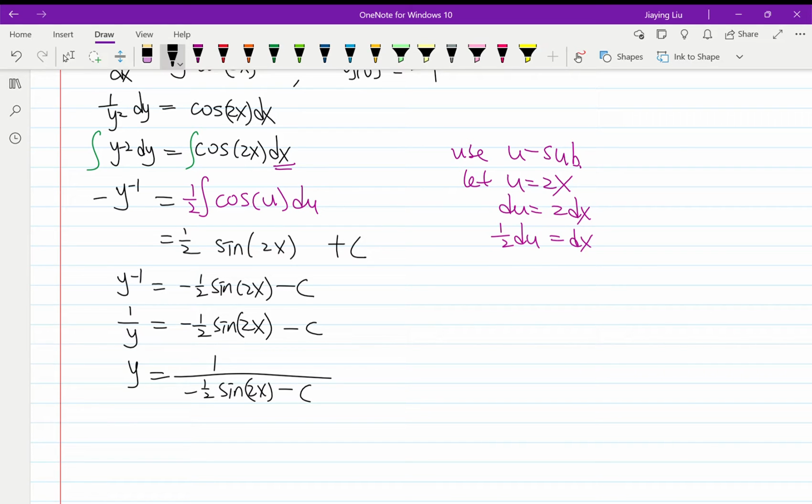You have to be careful. We added the c right after we integrate, so when we solve for y, your c should just stay with the sine. Over here, when we find the reciprocal, the c should be in the denominator, not on the side.